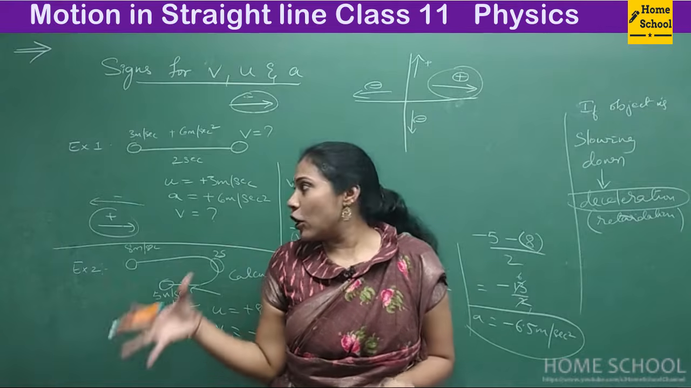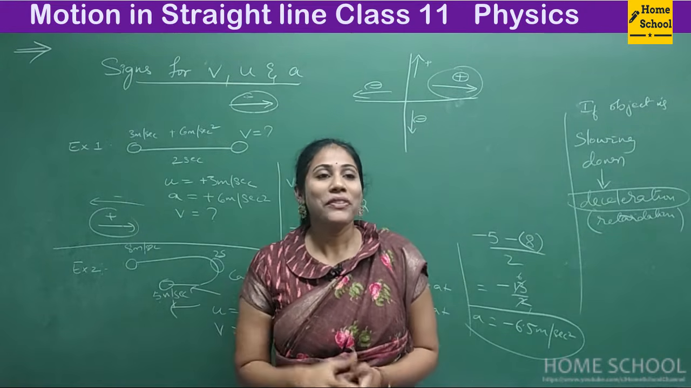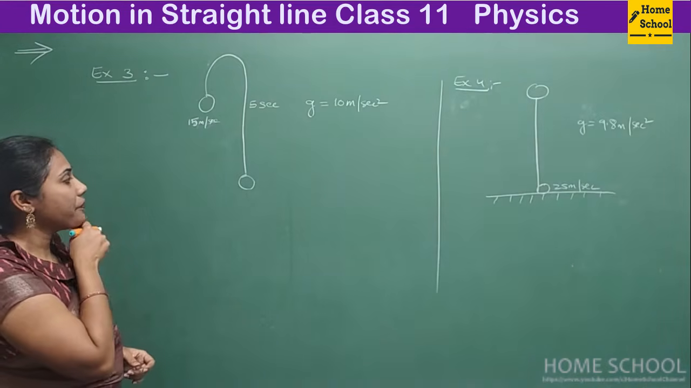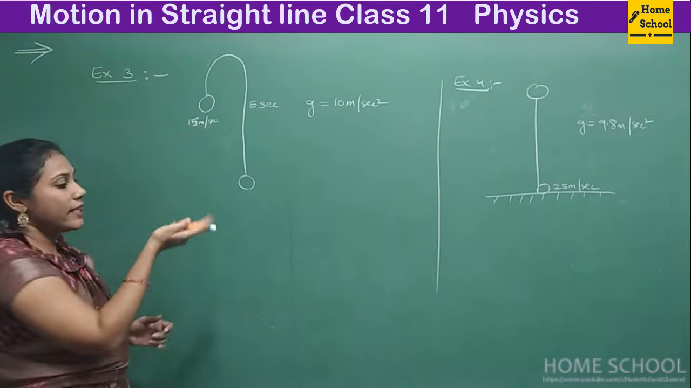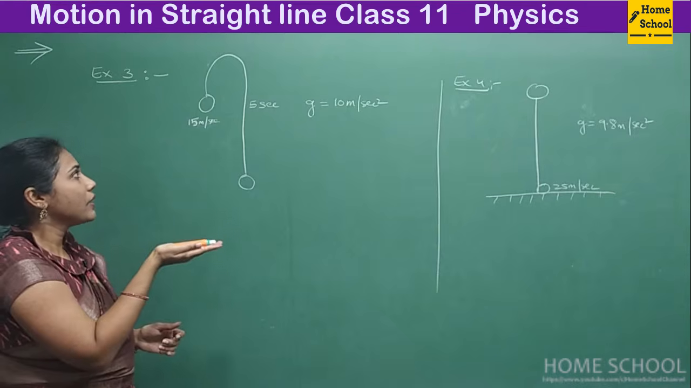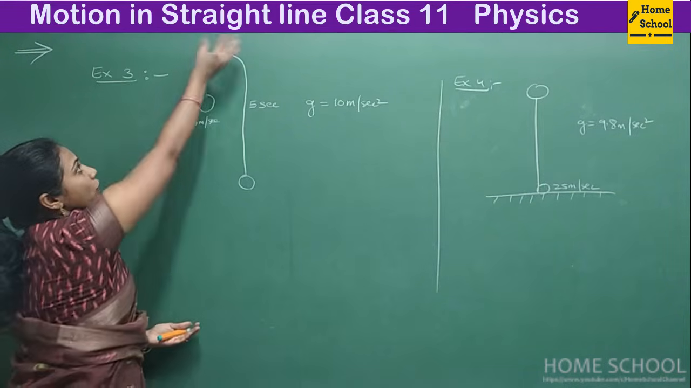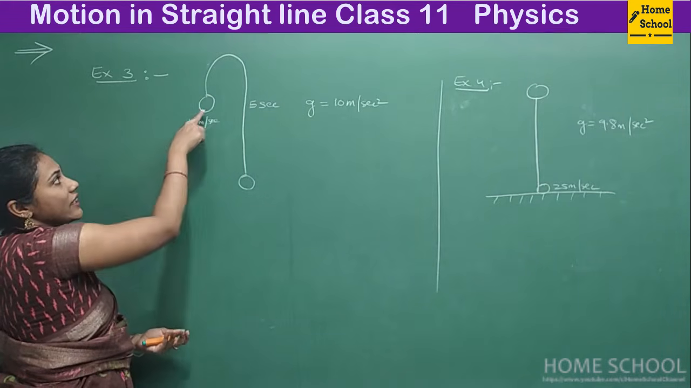Okay, so hope the concept is getting clear for you. And now let's go for a few more examples. See the third example, guys. I have a ball. Okay, say if this is a ball, I am throwing up and it is coming down. Okay, so you're throwing up with a velocity, with the initial velocity.